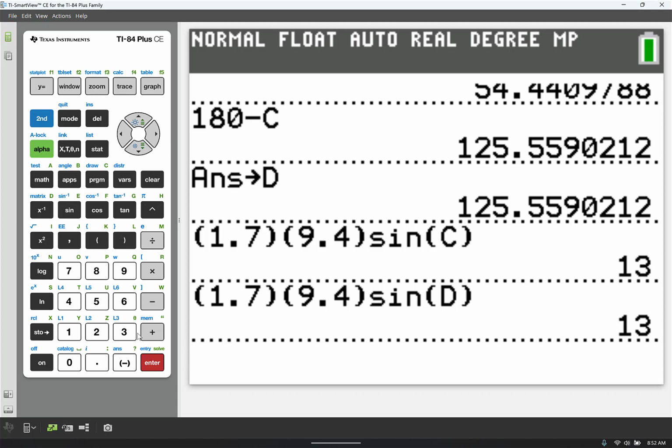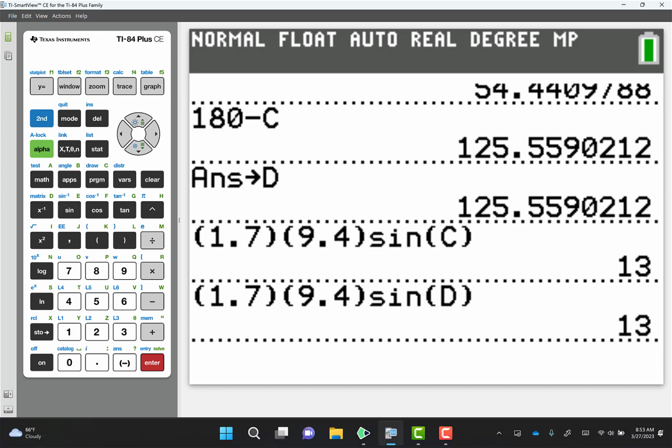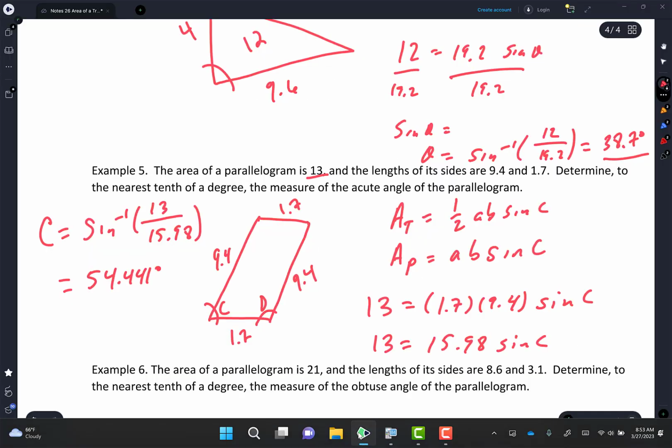You don't think this is awesome? How everything just works beautifully? I think it's awesome, guys. Everything just works beautifully. All right, let's go to the next one.